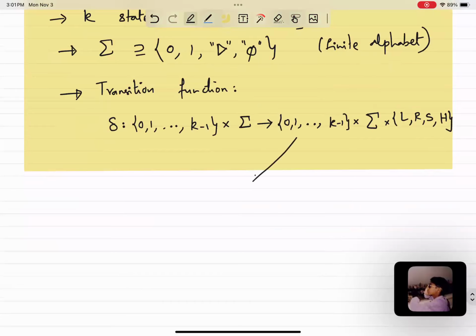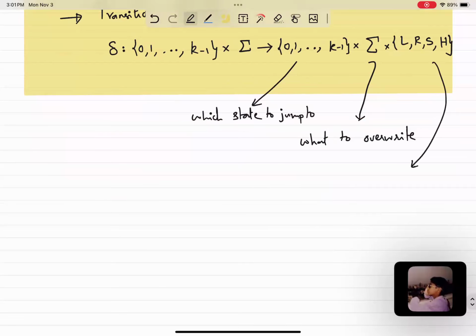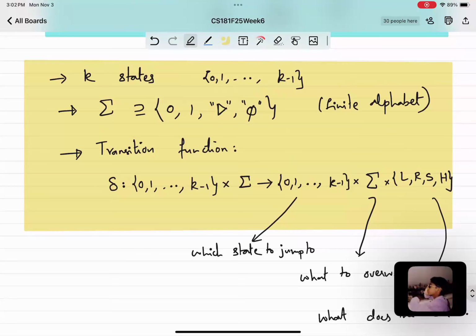Okay. So this is which state to jump to. What to overwrite. You might not even be overwriting; just for convenience, we say you're always overwriting with the same thing if you're not rewriting it. Okay. And this is what the head does.